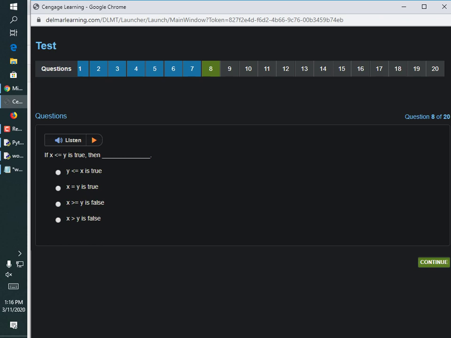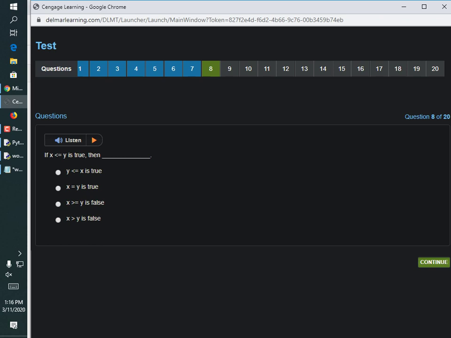All right, this ought to be simple. If x less than or equal to y is true, then is it true that y is less than or equal to x? No, we're just looking for the opposites now, right? So if x less than or equal to y is true, then what's the opposite? X greater than y. And it's true that if x less than or equal to y is true, then the opposite has to be false.